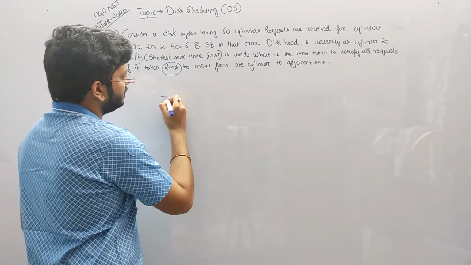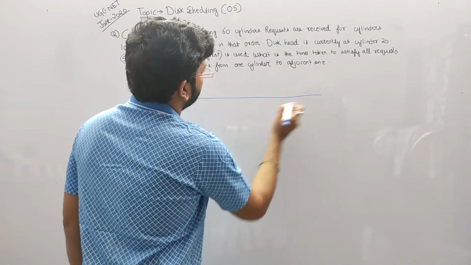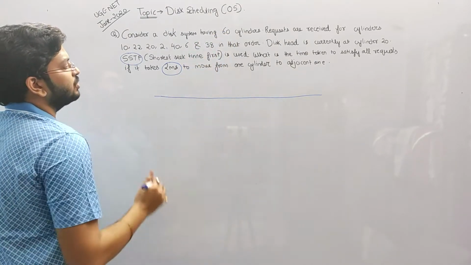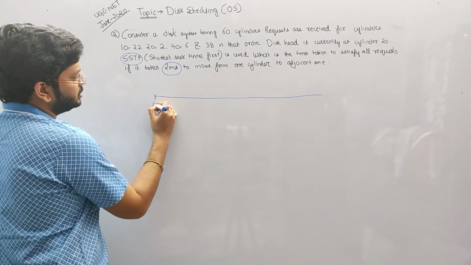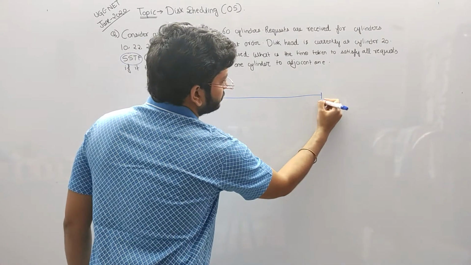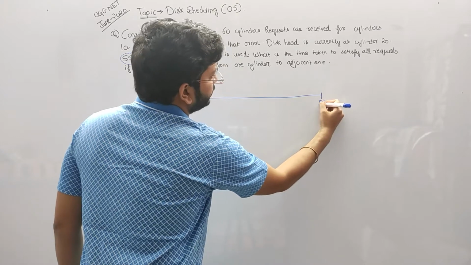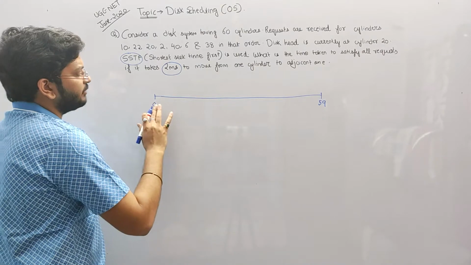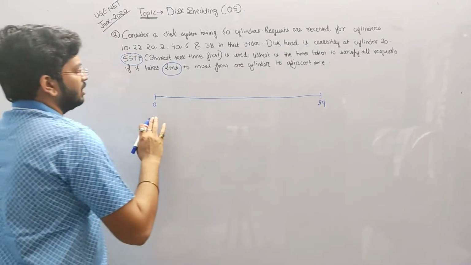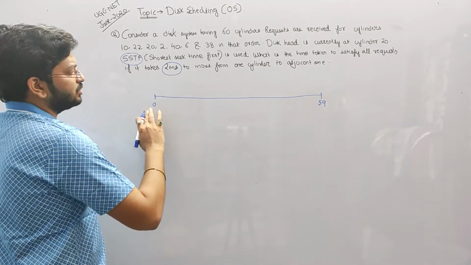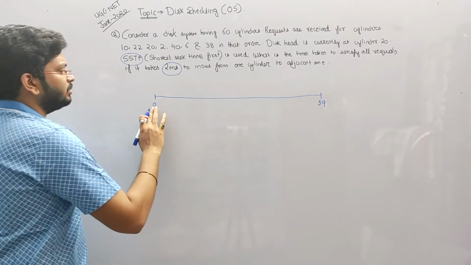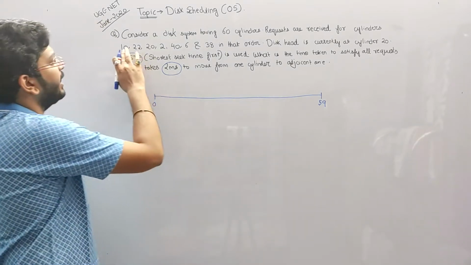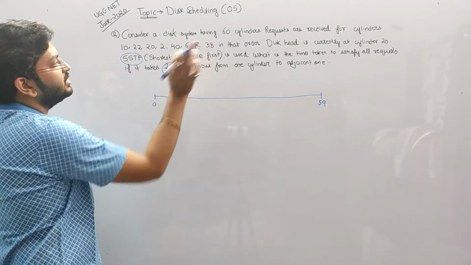Now I am drawing the cylinders, representing the cylinders. It is having 60 cylinders, so we can generally number it from 0 to 59. Generally this is the numbering system. You can also have 1 to 60, or 0 to 59, anything you can take, but generally this is the notation used in most cases. And we have to arrange these cylinder numbers in ascending order.